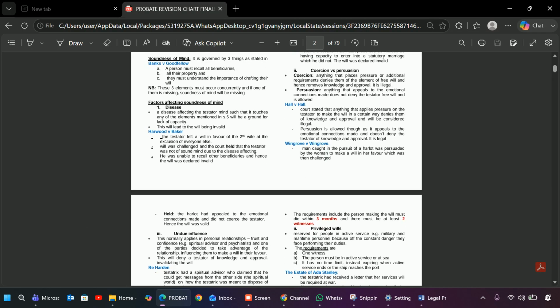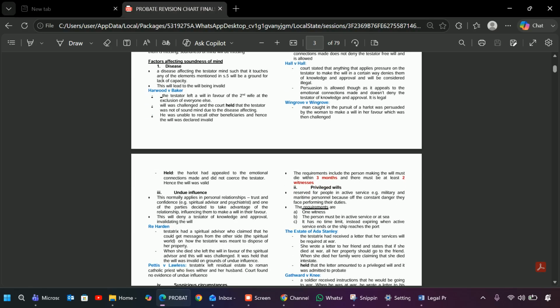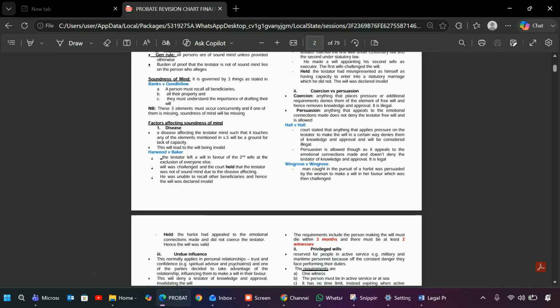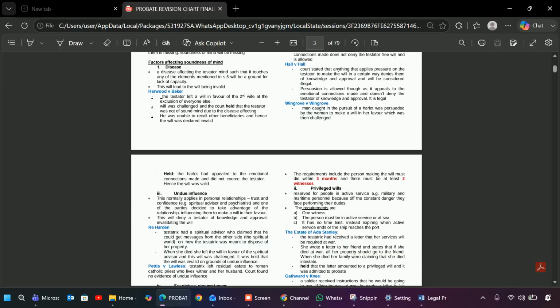If you read the case of Wingrove versus Wingrove, a man was caught in the pursuit of a harlot and was persuaded by the woman to make a will in her favor, which was then challenged, and the court held that the harlot had appealed to the emotional connections made and did not coerce the testator, hence the will was valid. The other factor affecting knowledge and approval, we have undue influence.